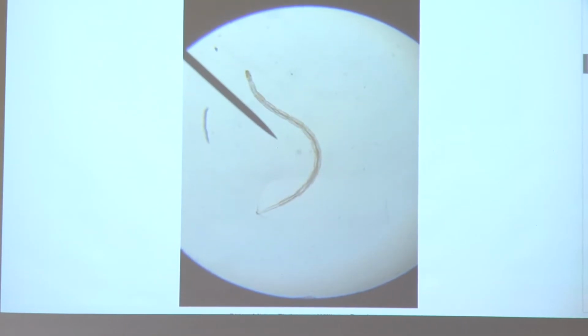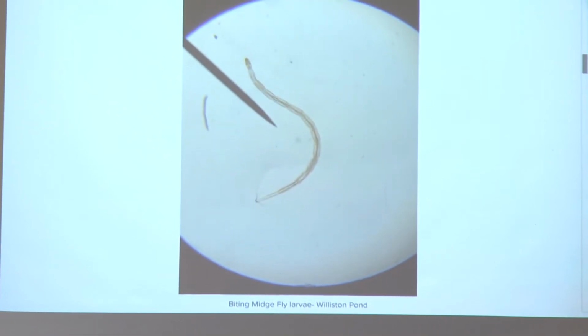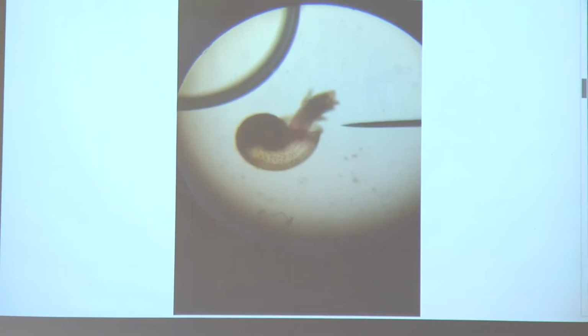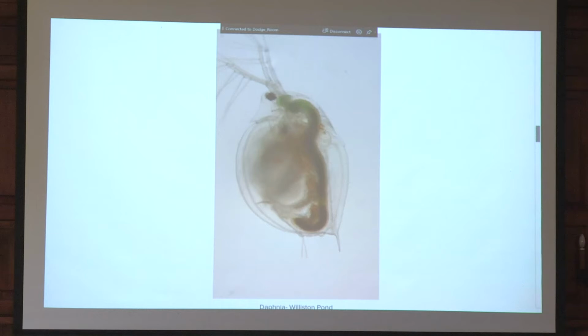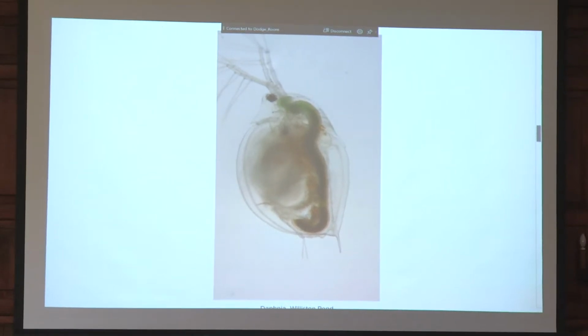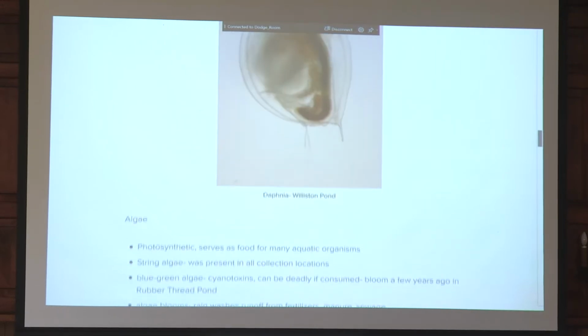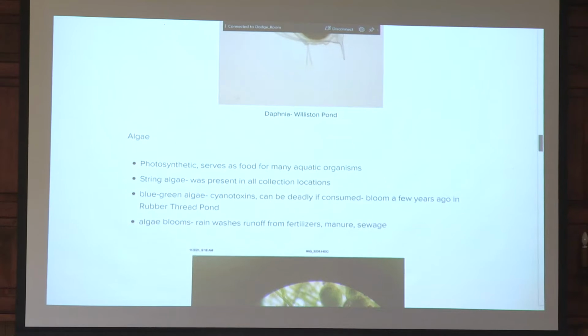So this is a sample of a midgefly larvae from the Williston Pond under a microscope. Here is a freshwater gilled snail from the Williston Pond, and here's a daphnia. And this one actually has eggs, which is a good sign, and that's one of the most sensitive organisms. And those were in quite a large amount of abundance, which was good.